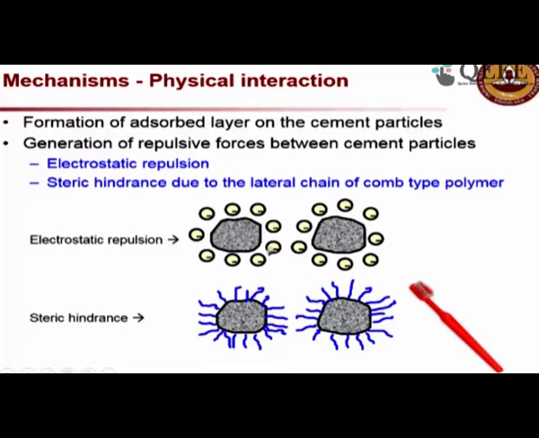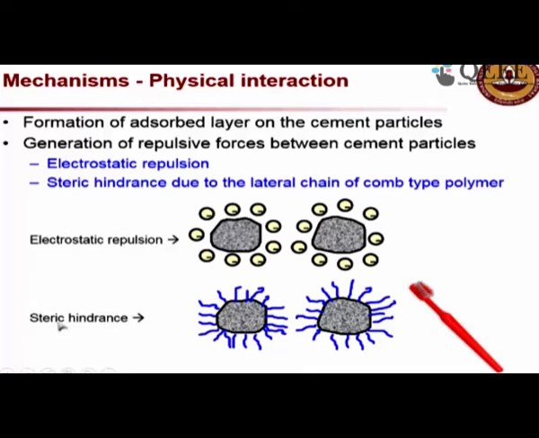So, if you look at this point here, you will have negative, negative, negative, negative, and all these negative charges will not be able to come together. There will be a repulsive force. So, that is what we call electrostatic repulsion. Because of this electrostatic repulsion, we are able to prevent the flocculation of the cement particles.